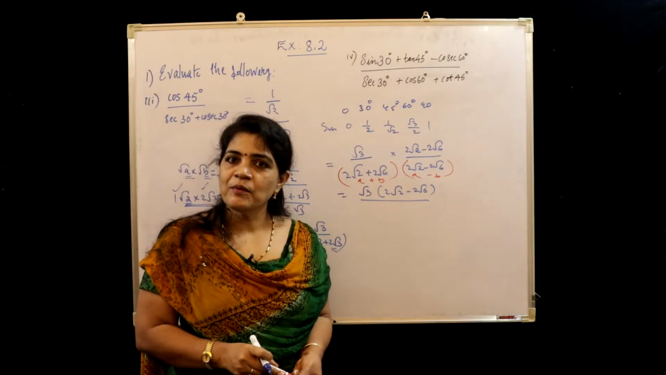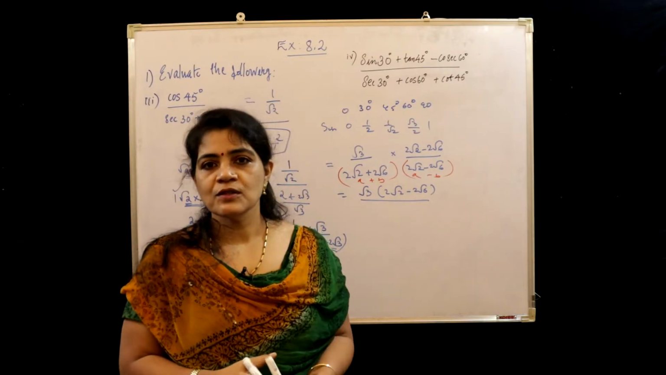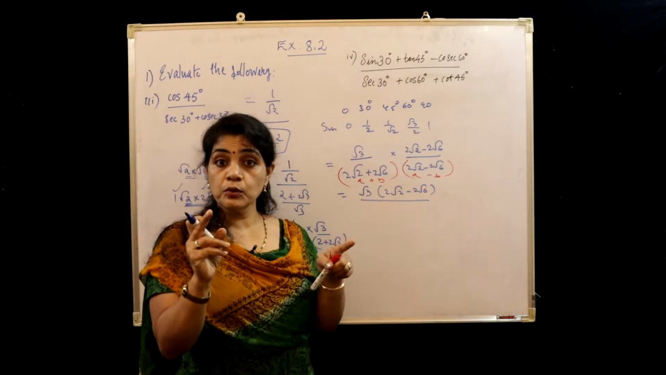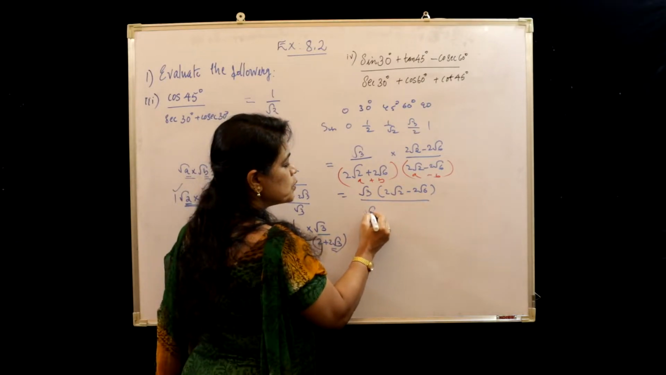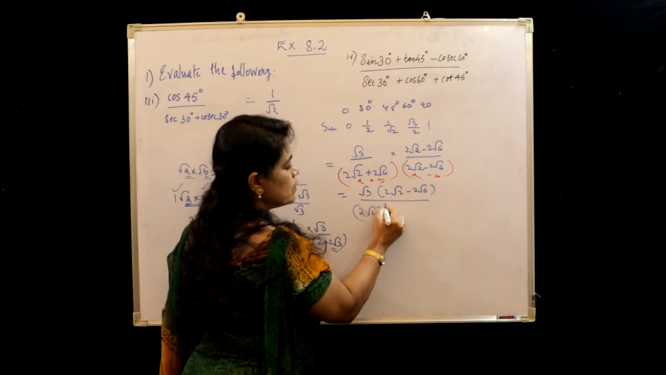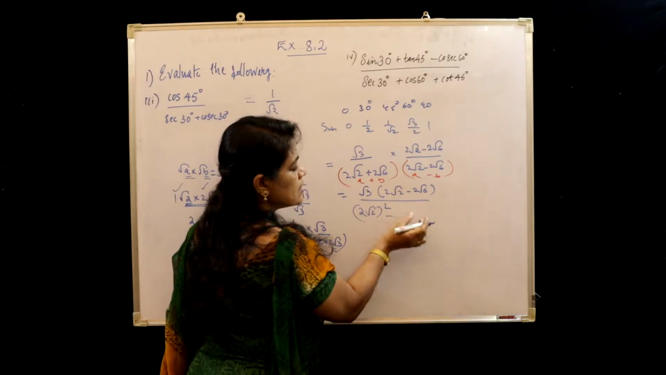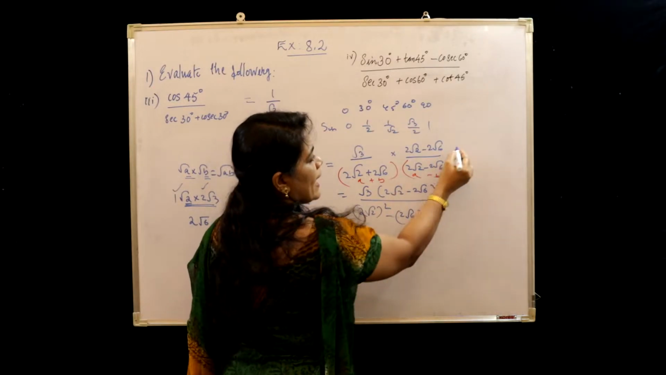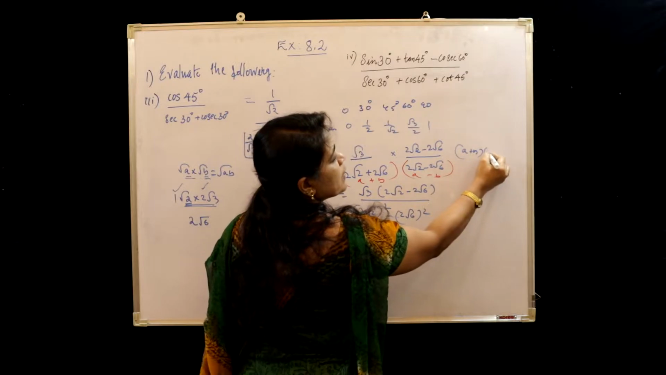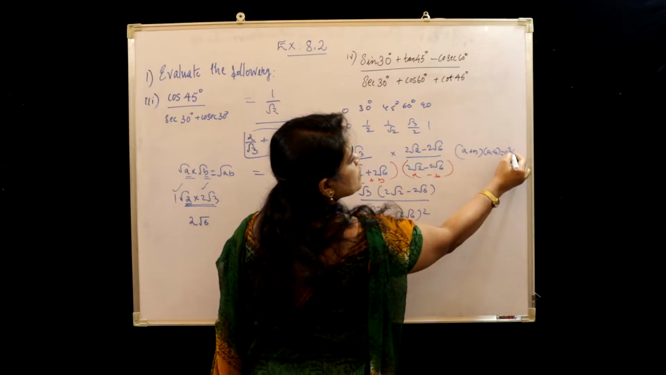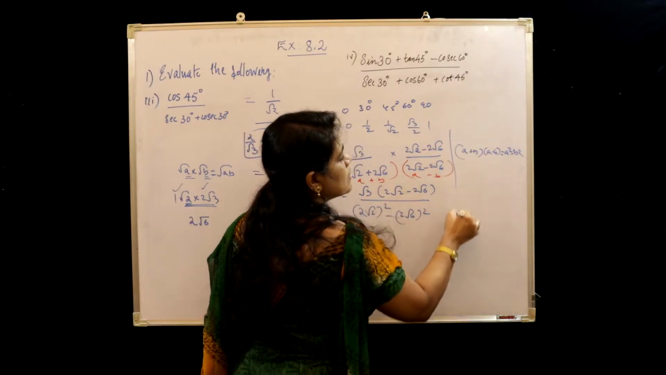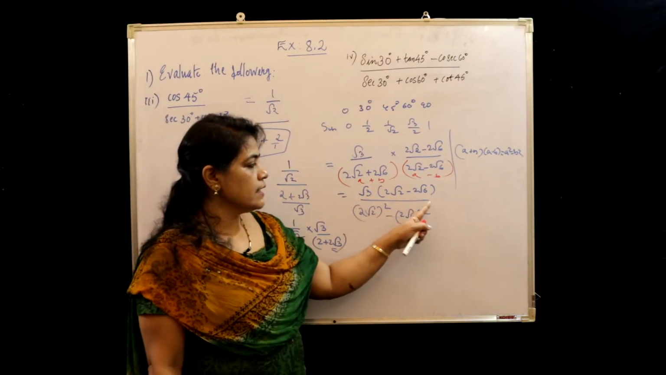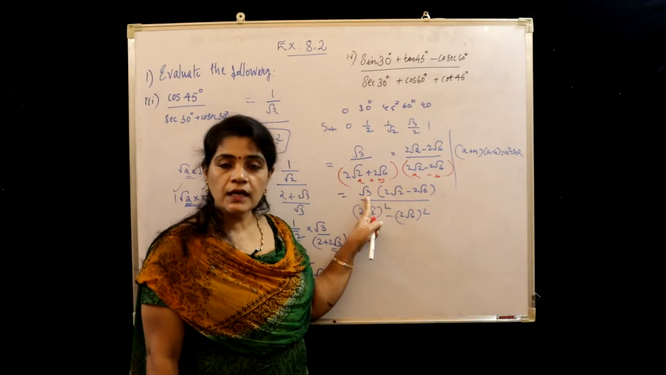What is a plus b into a minus b, children? a square minus b square. Here in place of a is 2 root 2, so 2 root 2 whole square minus b square, 2 root 6 whole square. Why? Because a plus b into a minus b is equal to a square minus b square. This is the reason.